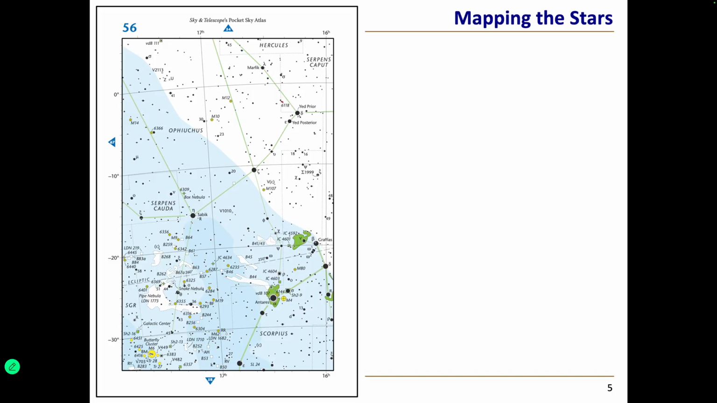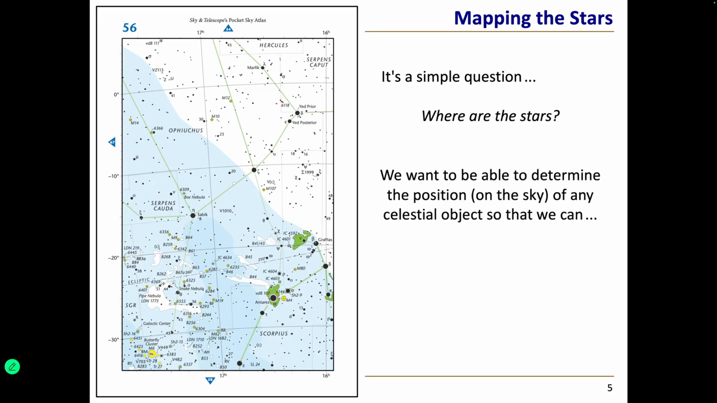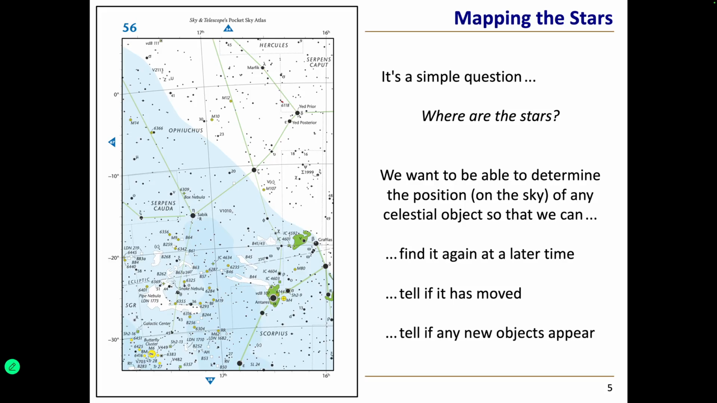I guess a lot of you have either got a paper atlas or perhaps an electronic atlas on your phone, and it's a simple enough question: where are the stars? And of course we want to be able to map them on the sky so that we can find them again later and tell if things have moved, or to find if a new object has appeared in the sky.